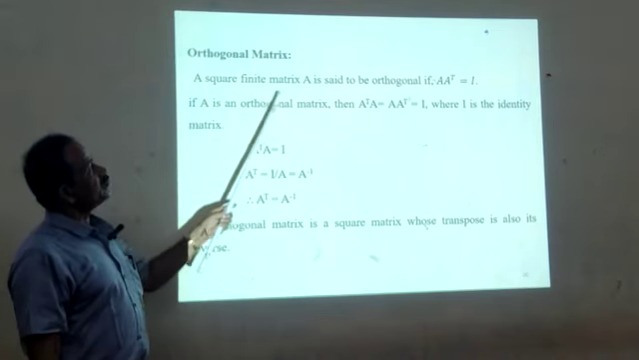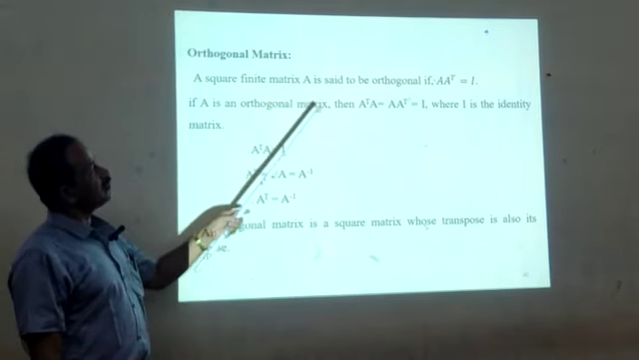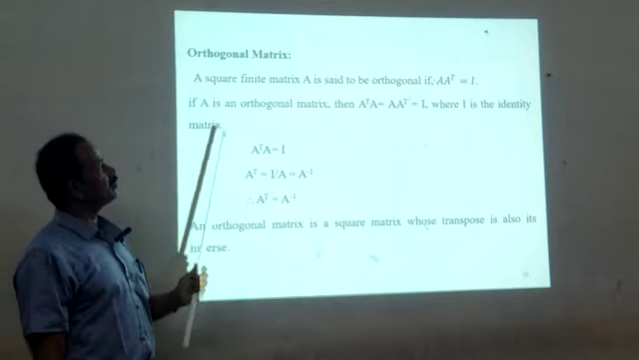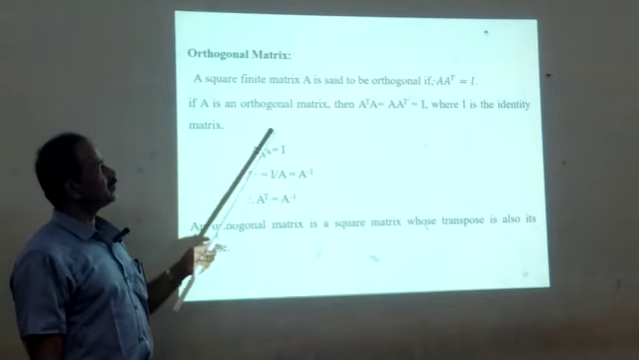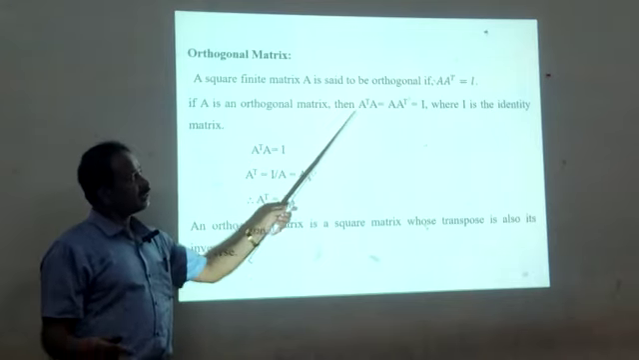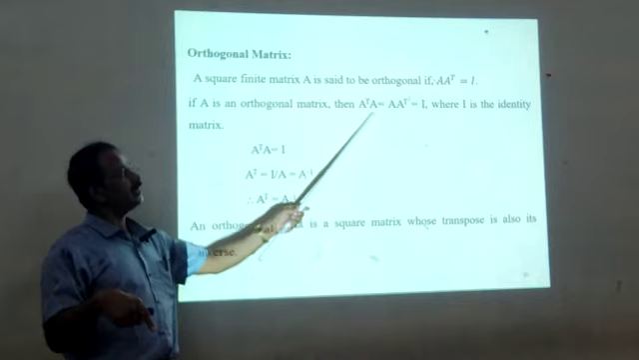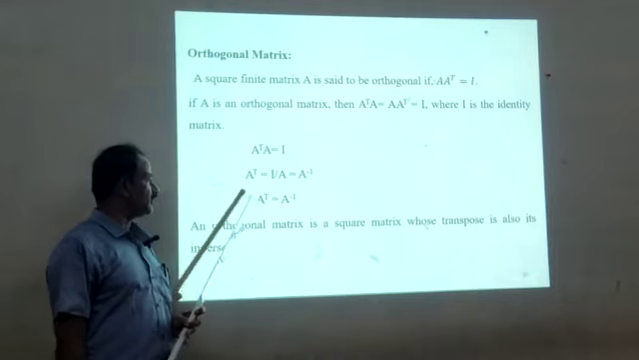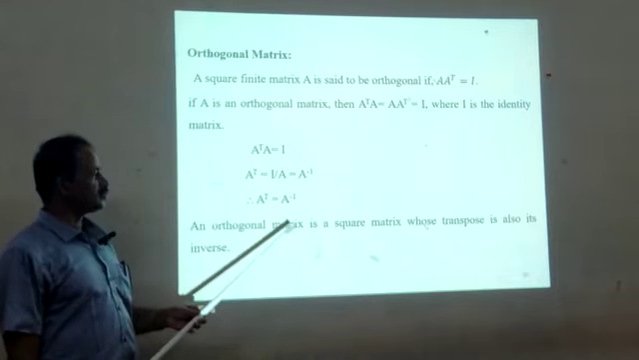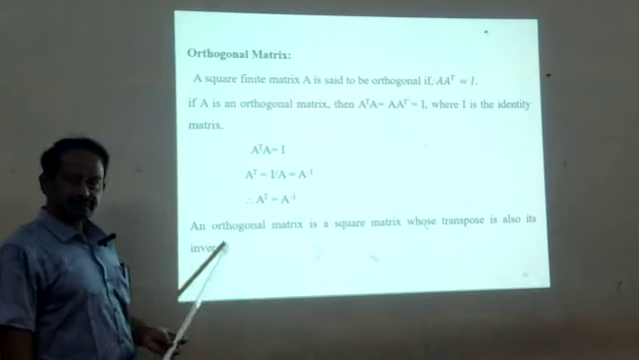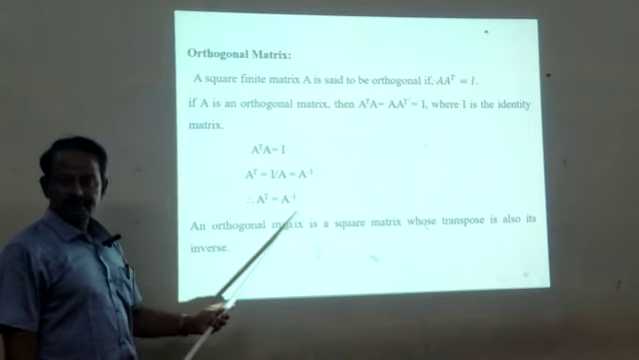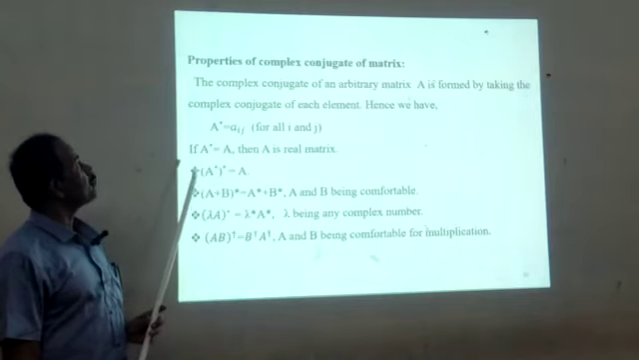A square finite matrix A is said to be orthogonal if A transpose A equals the identity matrix. If A is an orthogonal matrix, then A transpose A equals A A transpose, which is also equal to I. An orthogonal matrix is a square matrix whose transpose is also its inverse. See here, this is the inverse of a matrix.